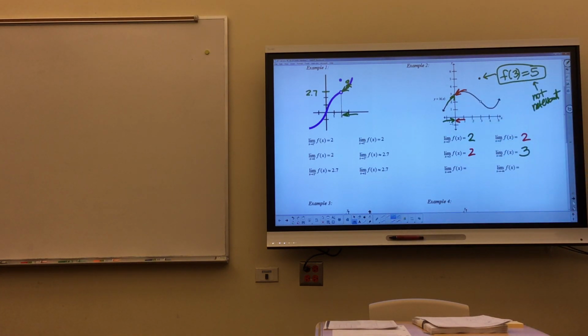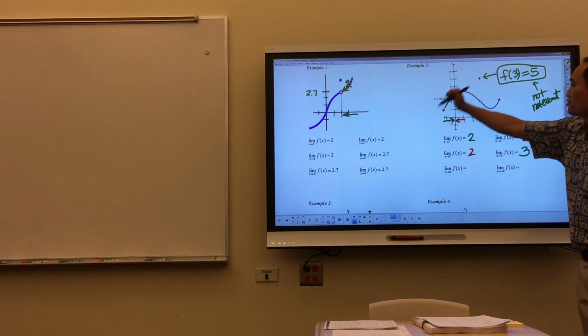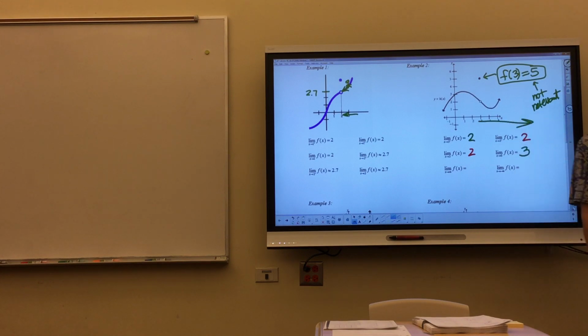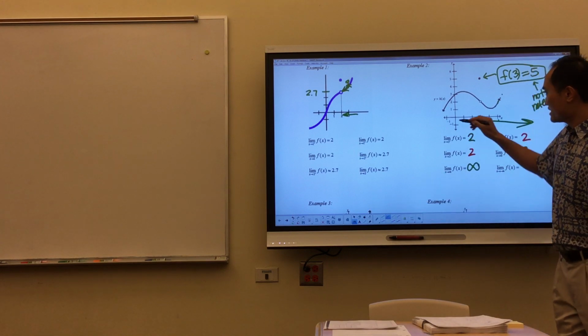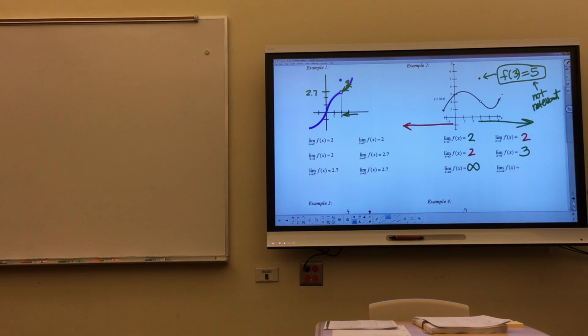Next, as x approaches infinity. Okay? As x approaches infinity, this one, we're going to approach infinity that way. What happens to the y values as x approaches infinity? It's getting larger and larger without bound. So this will be infinity. Okay. What about as x approaches negative infinity? The graph is going down, decreasing, or it's going downwards as you go to the left. So this is negative infinity.